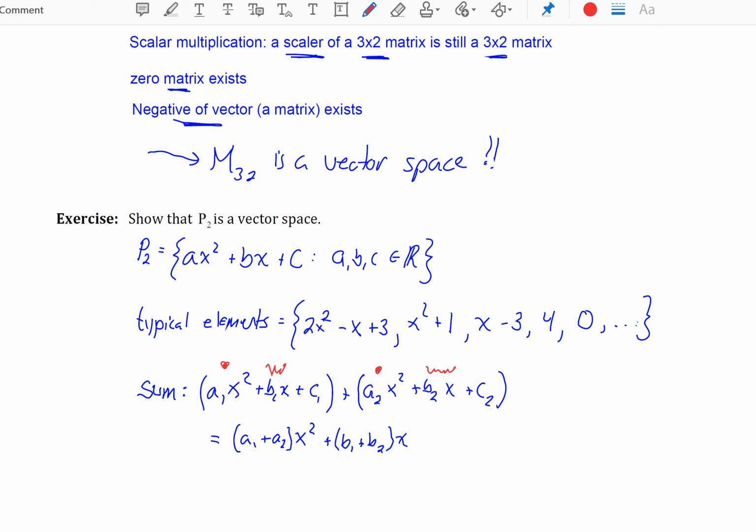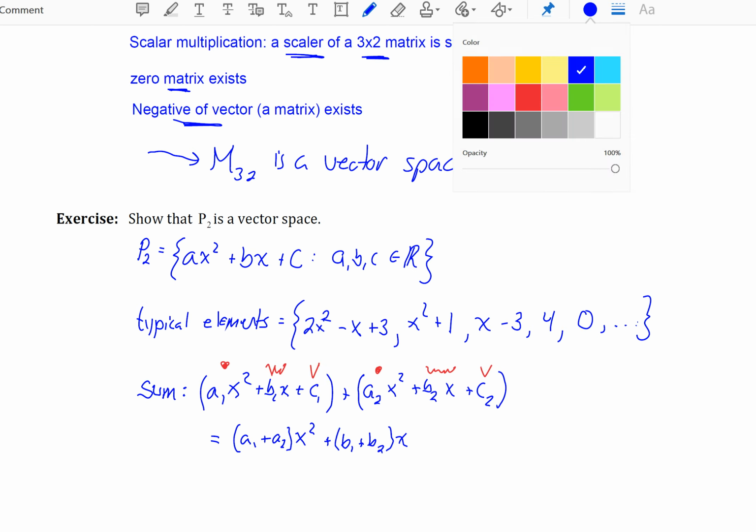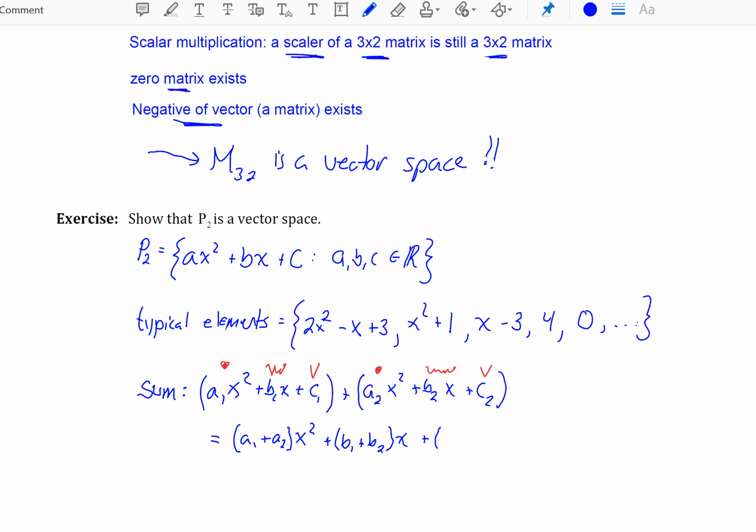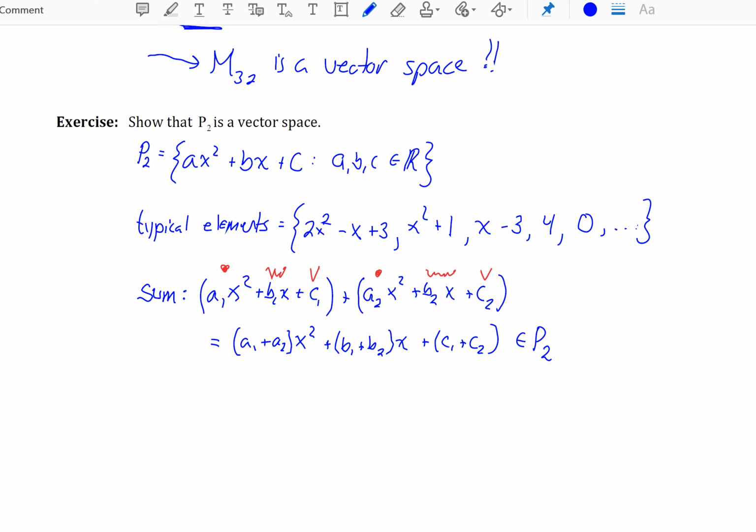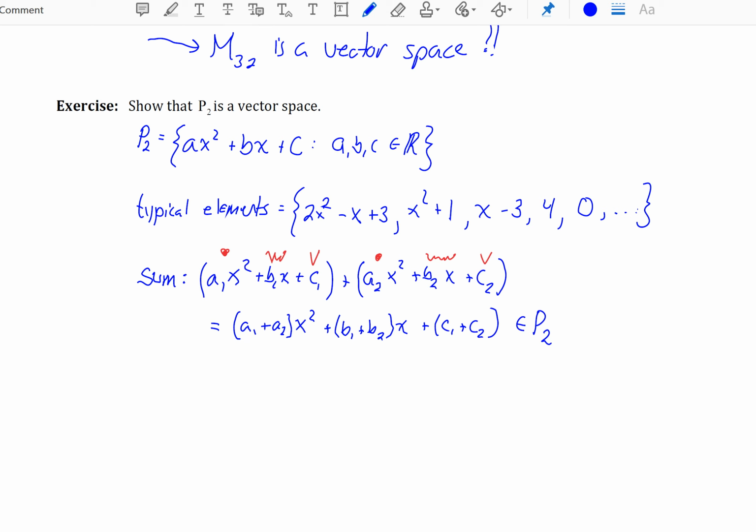And now we'll combine the c terms together, the constants. But notice that what you get back is still going to be an element of P2. It'll still be a polynomial of degree 2 or less. The scalar multiplication property.